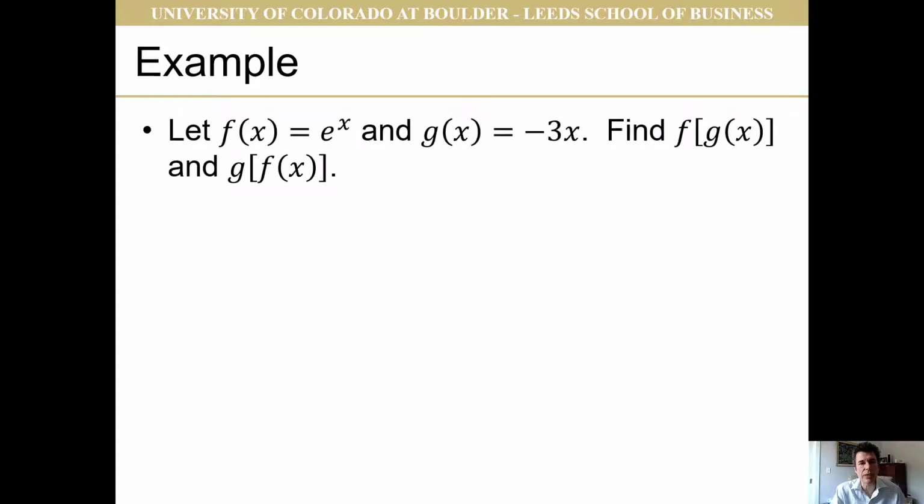Let f of x equals e to the x and g of x equals negative 3x, and we want to find f of g of x and g of f of x. So f of g of x is equal to e to the g of x, which is e to the negative 3x. G of f of x is equal to negative 3 f of x equals negative 3 e to the x. So g of f of x and f of g of x are different functions.